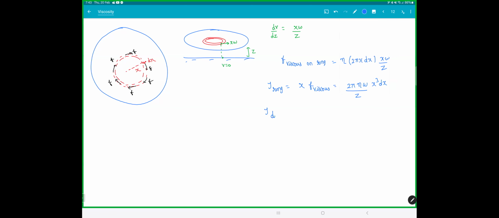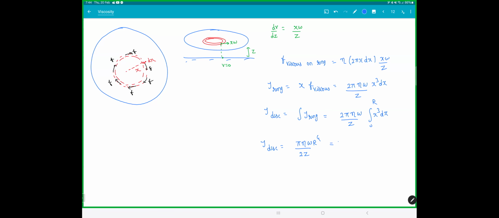This will give you the torque on the disk, which is the integral of torque on the rings, which is 2 pi eta omega by z integral x cube dx from 0 to R. So the total torque on the disk will be pi eta omega by 2z R power 4. That means if you take a disk of double the radius, you need to apply 16 times more torque. It's a power 4 function. It is 16 times more difficult to rotate a disk of 2R compared to a disk of R.